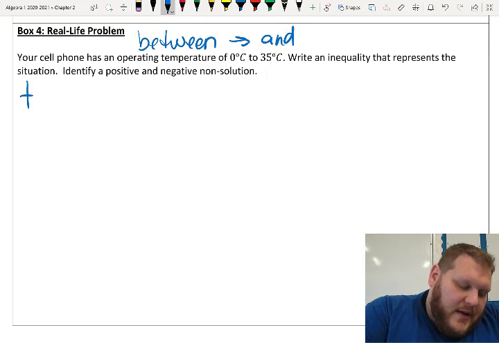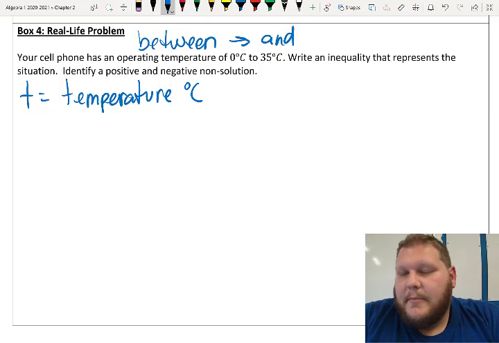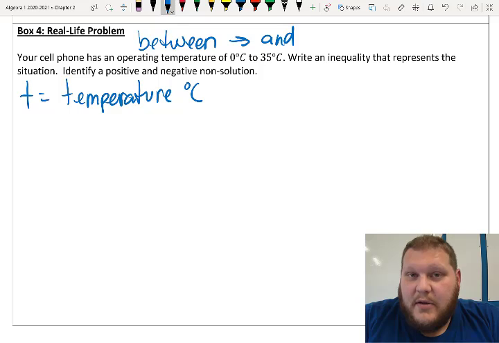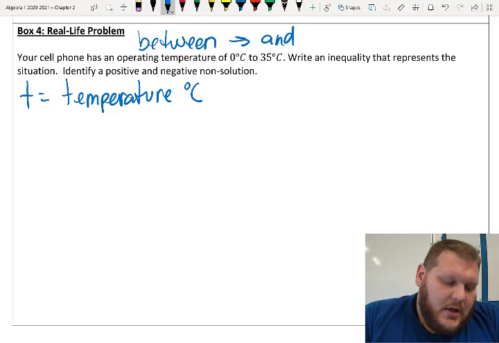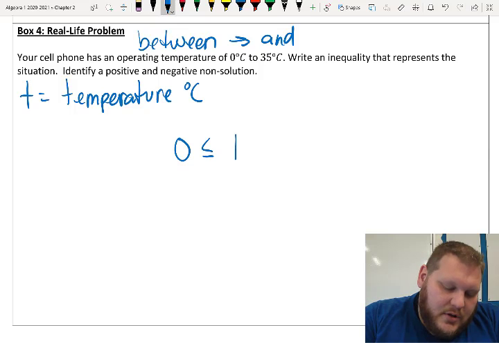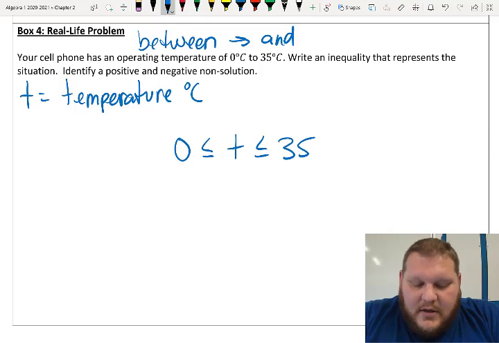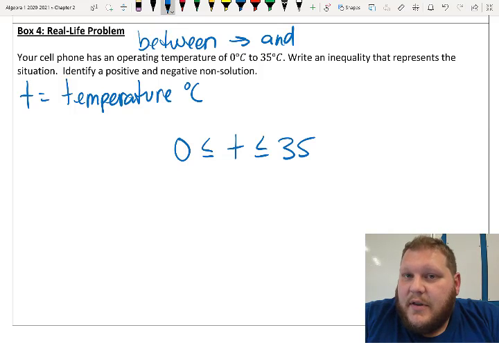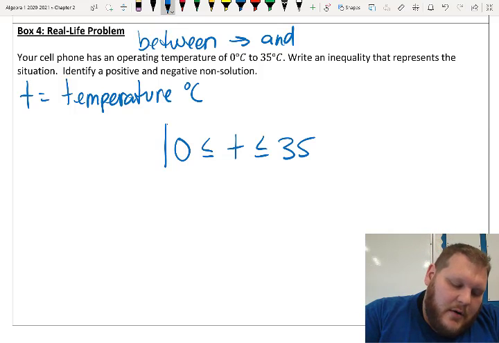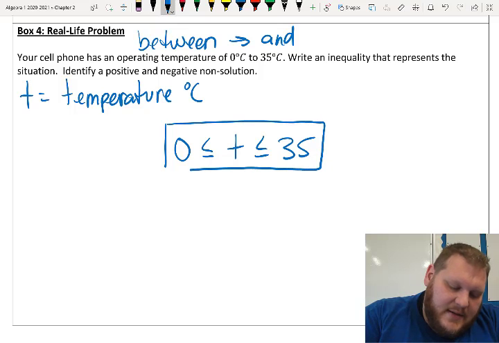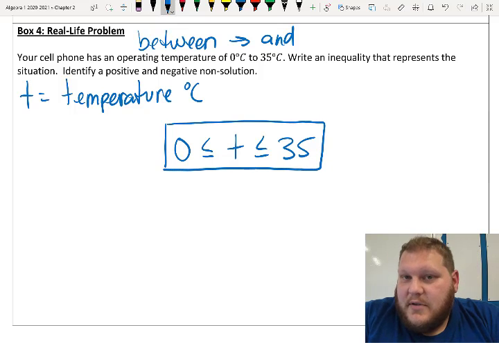So the only other thing I have to define is my variable. Since I'm dealing with temperature, I'm going to use T for my variable. My units here are in degrees Celsius. So when I write my inequality, if my temperature has to be between 0 and 35, 0 less than or equal to T, less than or equal to 35, would be that inequality. That's the inequality that represents my situation, because those are the safe temperatures.